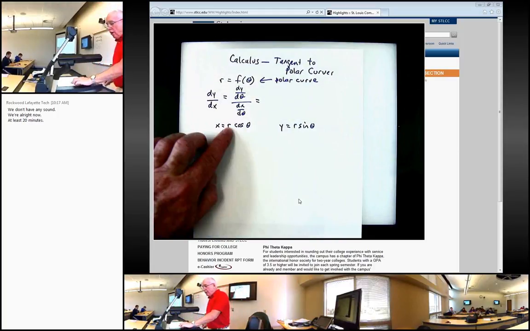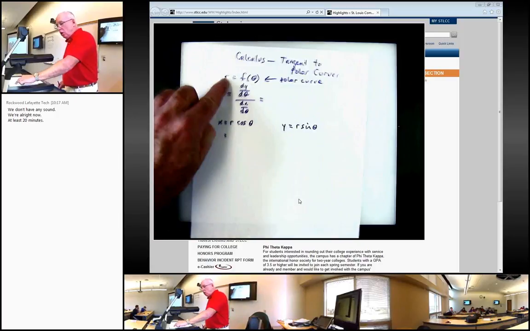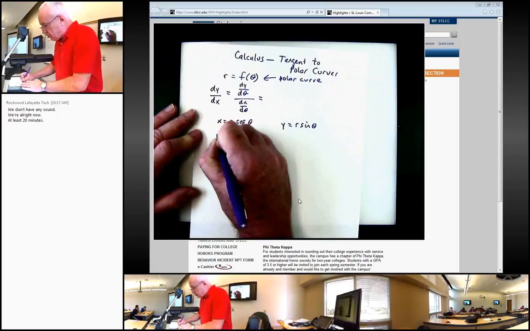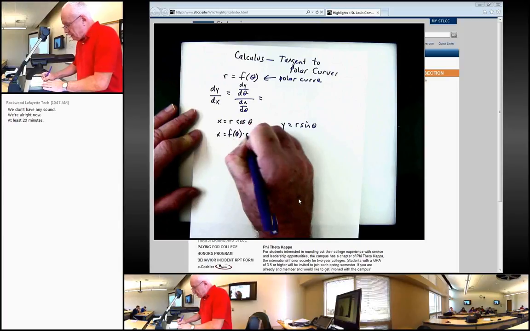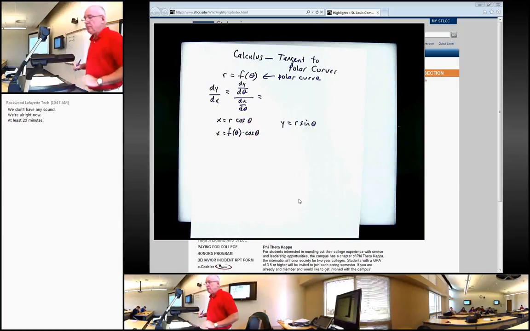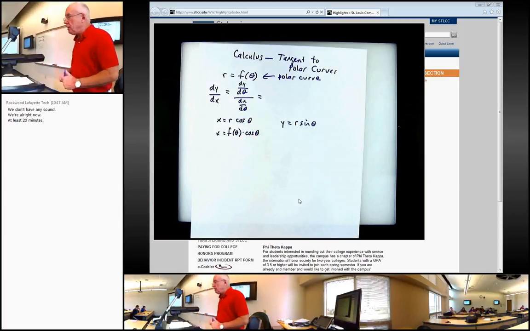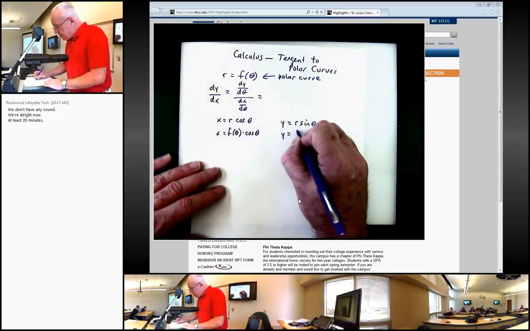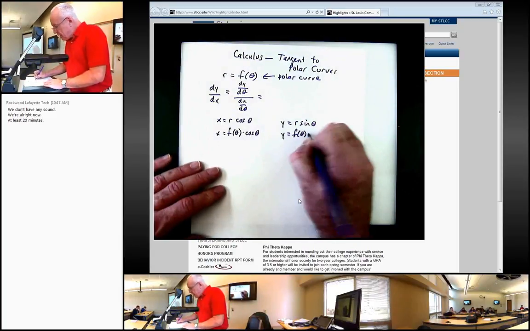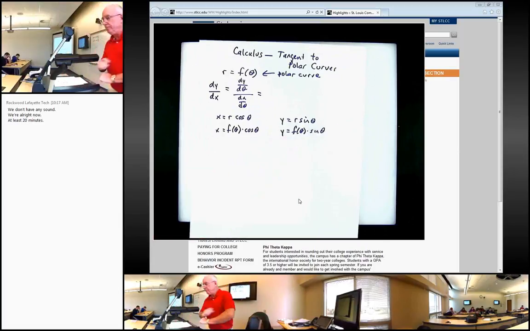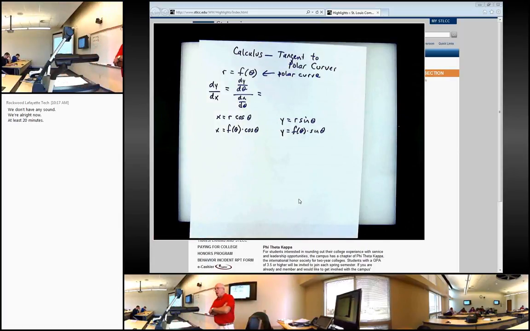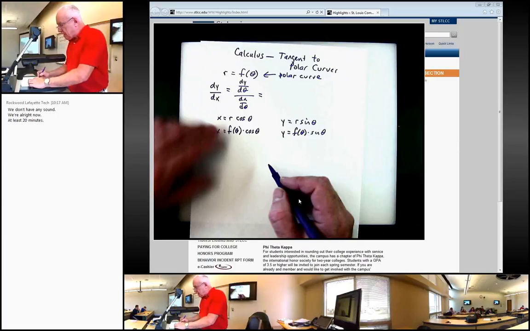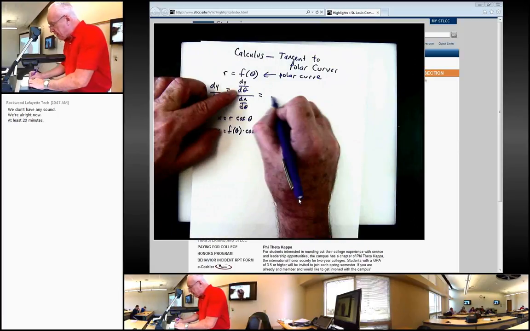Now, r here is a function of theta. r is equal to f of theta. So x is equal to some function of theta times the cosine of theta. I'm just putting f of theta in place of r. Similarly, y is equal to f of theta times sine of theta. Okay. So first of all, at the top here, we need to do dy d theta.